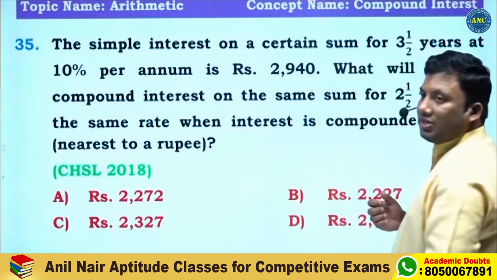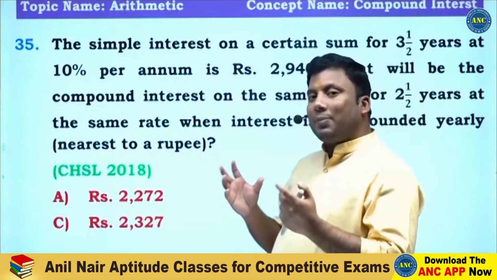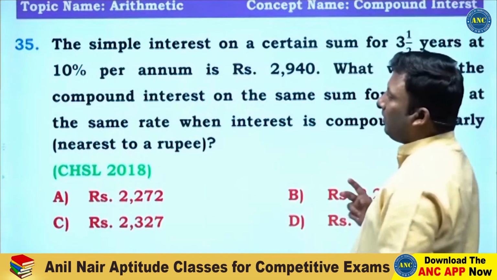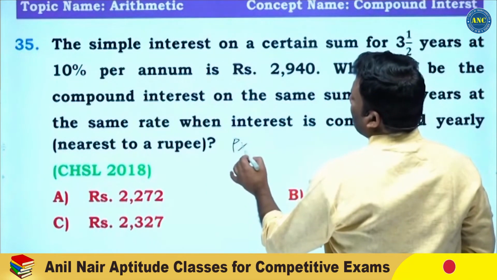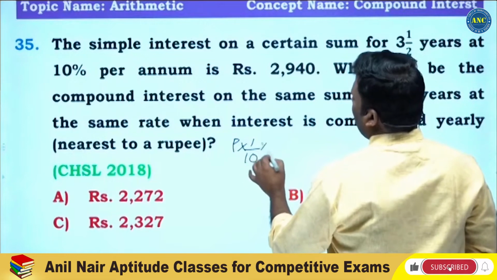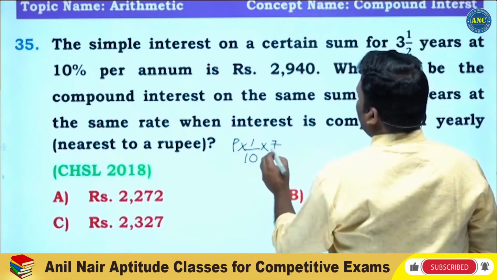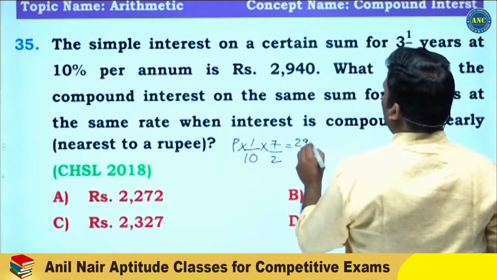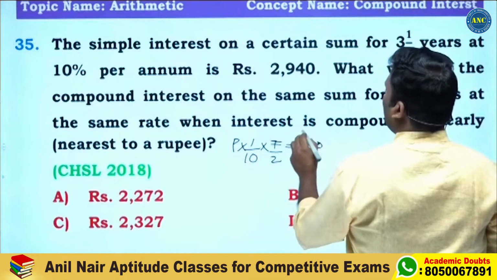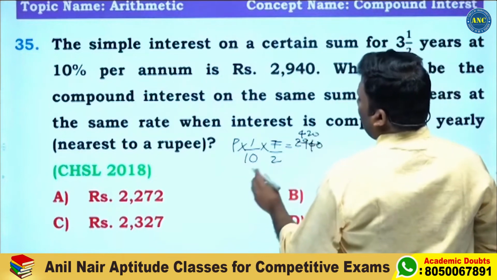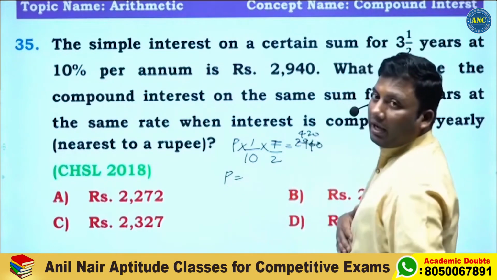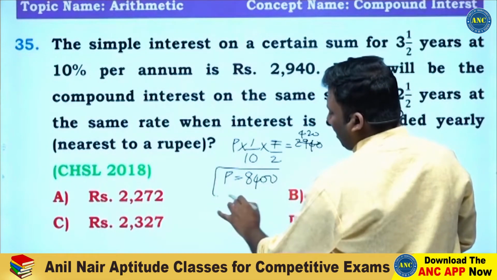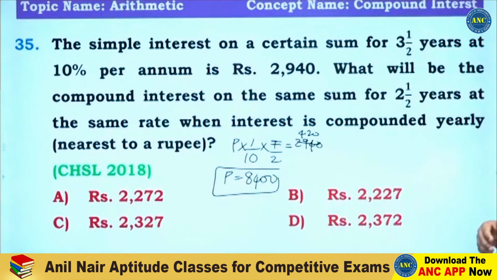I hope you are understanding. SI is PTR percentage. I am finding the principal first. P, rate is 10%, 1 by 2, into time period 7 by 2 years. PTR is equivalent to 2940. 7 4s are 28, 420. It is 420 into 2, 840. 840 into 100, 8,400. Principal I got is 8,400.